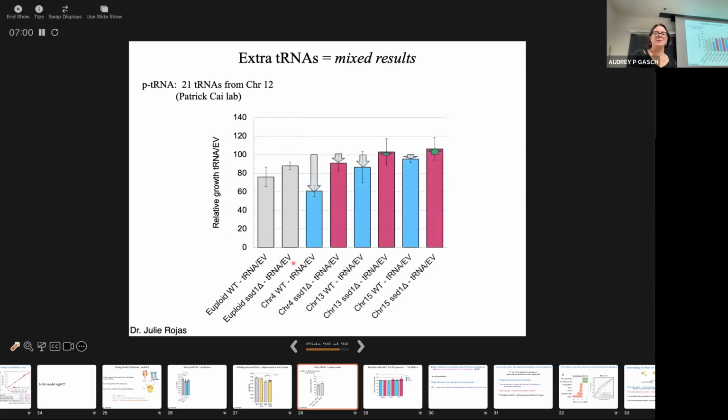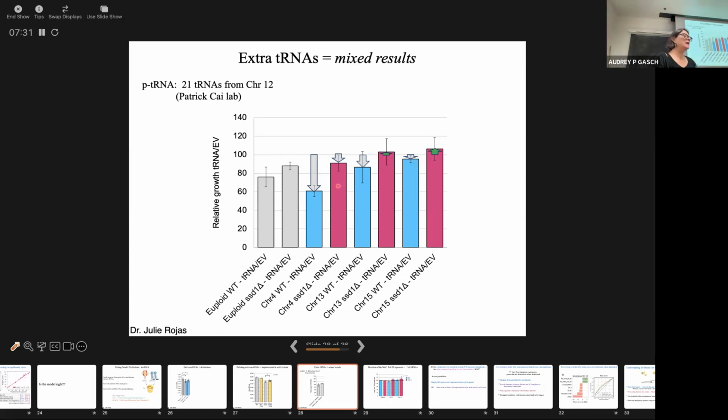What about the aneuploids? Well, here's actually where it gets a little weird. In blue are the aneuploid growth rates for the wild type strain background. If we put the chromosome 12 tRNAs in that strain, they grow worse. That's these down arrows. However, at least for chromosome 13 and 15 aneuploids, they grow less worse than the euploid. What does that mean? Not entirely clear.